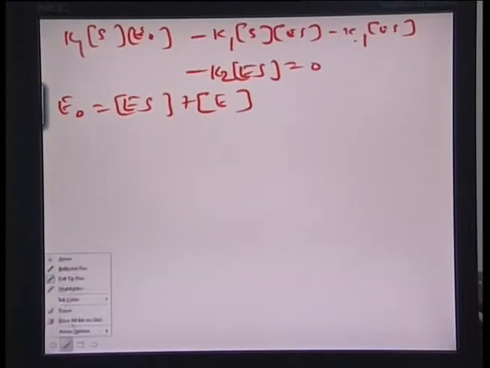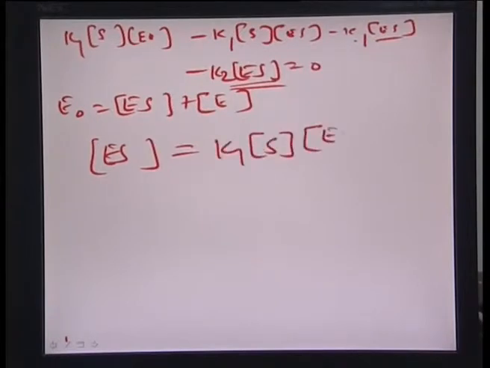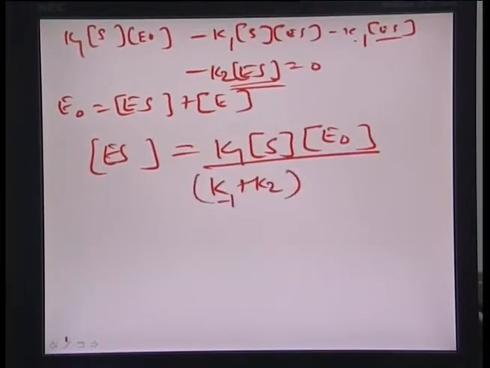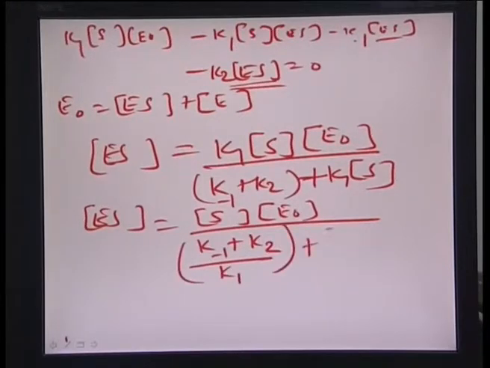So, assuming this to be true, we are able to solve from this the concentration of the enzyme substrate complex at any point of time, which is equal to K1 times the concentration of S times the concentration of E0, the total enzymes available, divided by K minus 1 plus K2 in brackets plus K1 times the concentration of S. So if we divide by K1 in the numerator and denominator, we are left with enzyme substrate concentration as S times E0, where S is the concentration of substrate, E0 is the total enzyme concentration, divided by this term here, K minus 1 plus K2 by K1, plus the concentration of S.